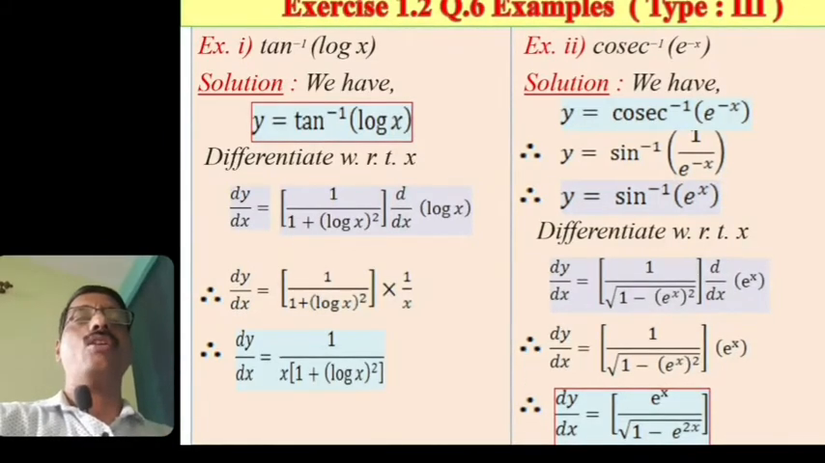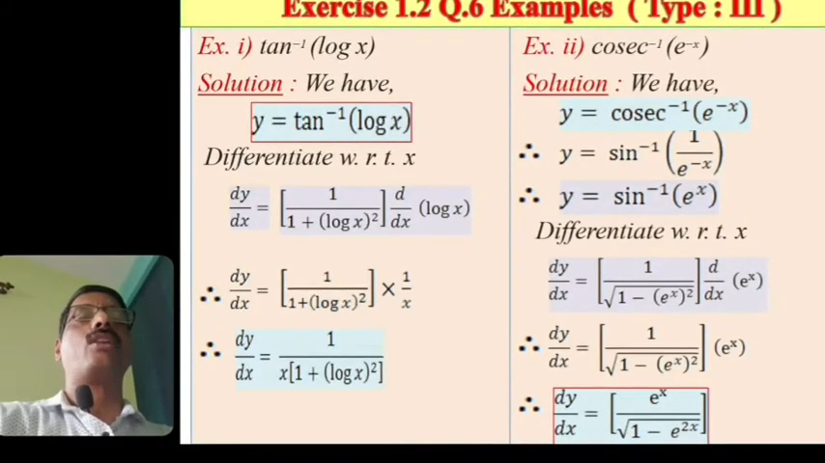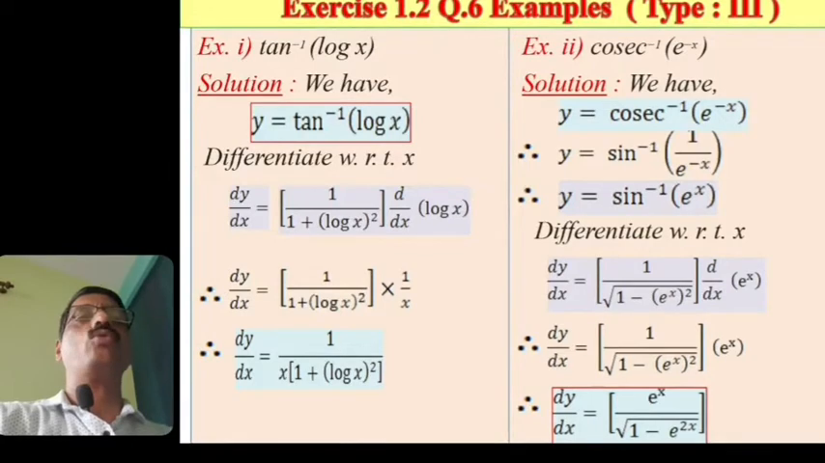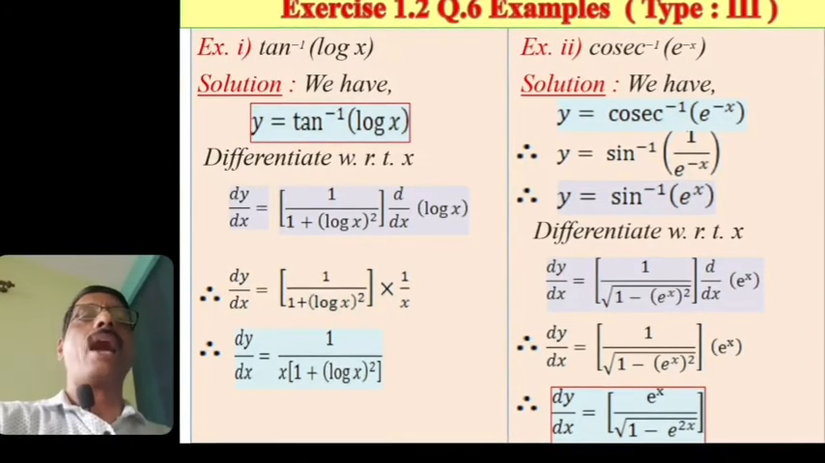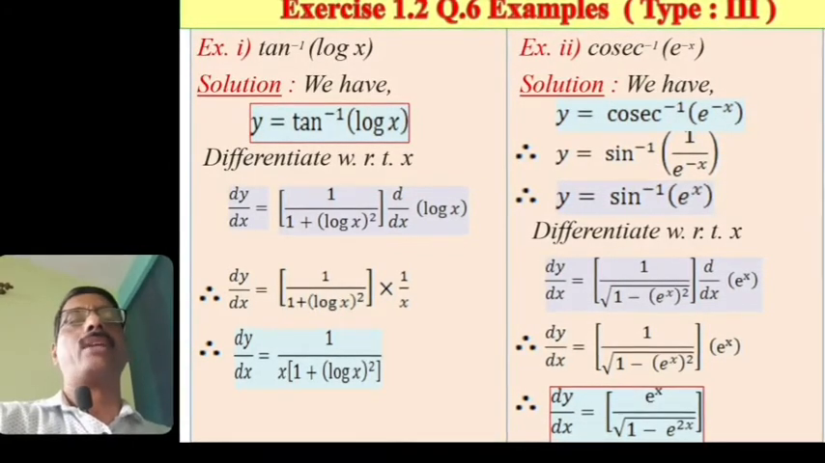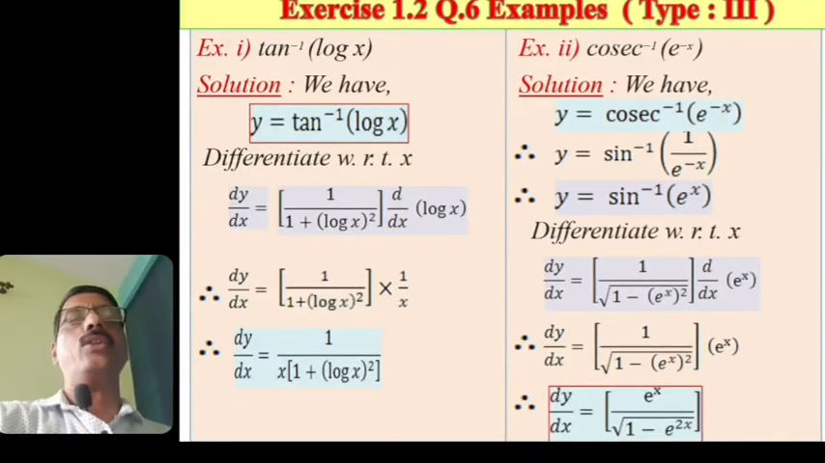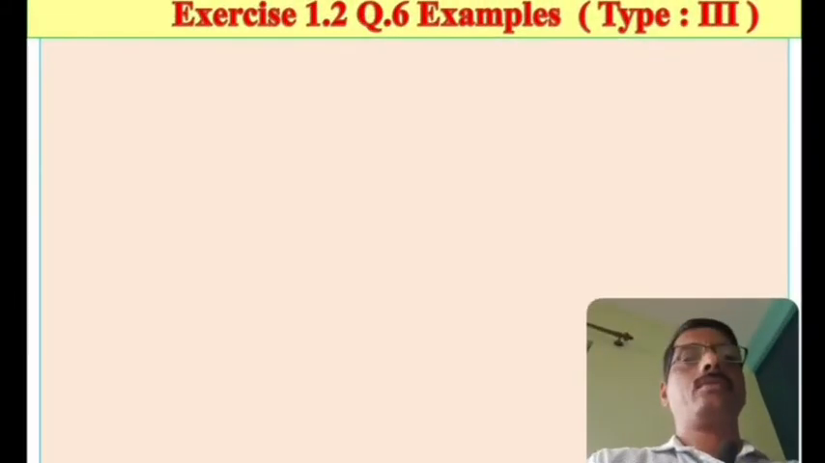That is the procedure. Only simplifying the function cosec inverse of f of x into sin inverse of f of x, and by applying the formula of sin inverse of f of x, we can get the derivative of the given function. Okay.